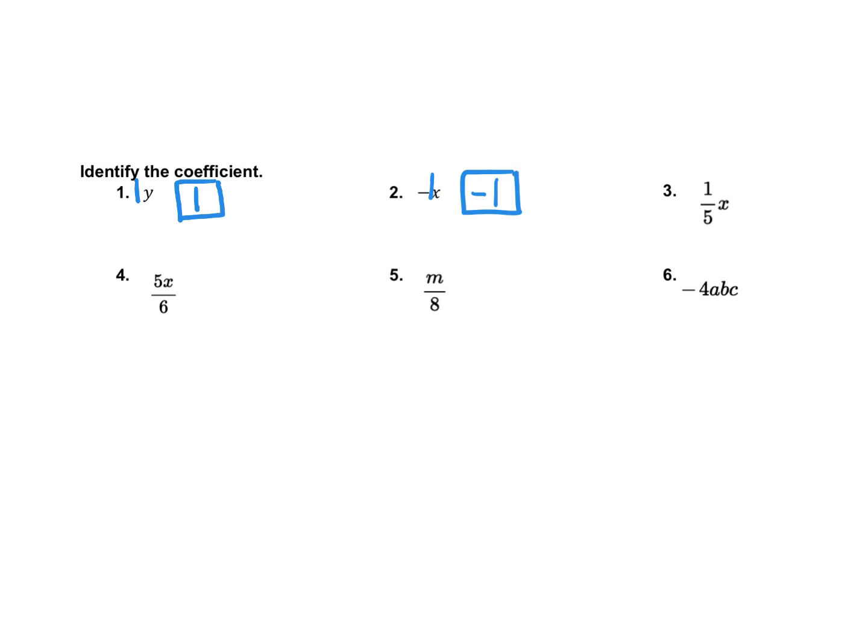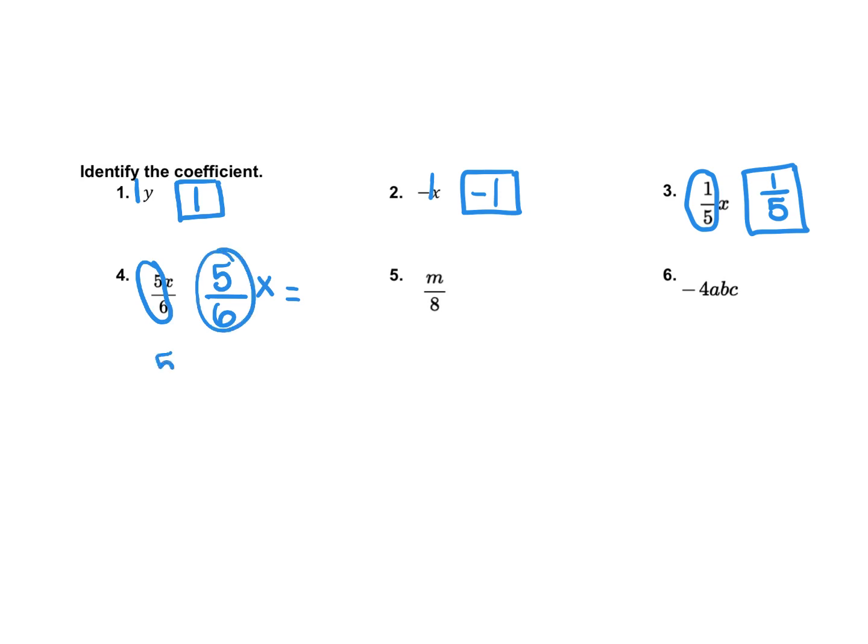All right, number 3, I have 1/5 x. Remember, the number that's with the variable is going to be your coefficient. So I'm going to have a 1 all over 5 as my coefficient here. Now for number 4, we have 5x all over 6. Now we can't just say that it's going to be 5. This number could be written as 5 all over 6 times x. It's the same thing. And so our coefficient, the number with the variable, is 5/6.